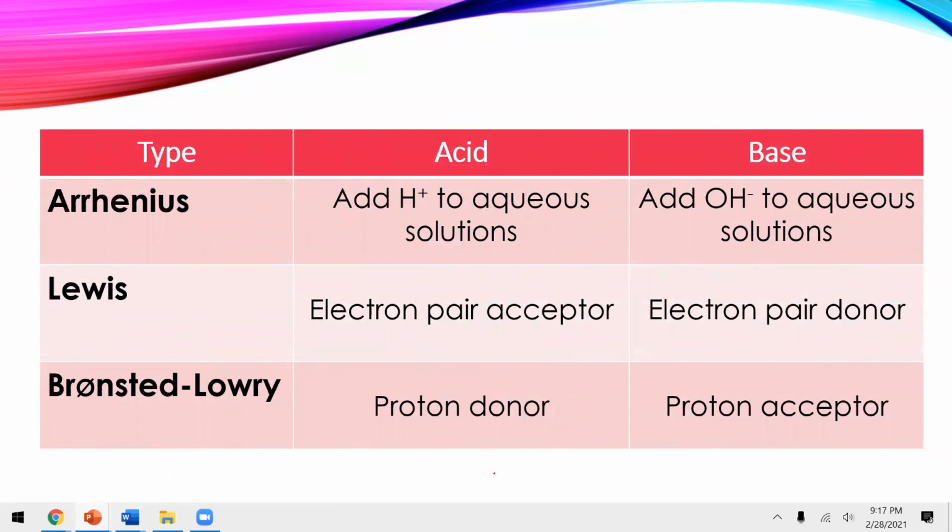So here's just a chart explaining each of these two in kind of one format. Just know the general definition of them. Like I said, Arrhenius is going to involve water, H plus and OH minus, aqueous solutions. Lewis does not involve water. It is for organic chemistry and it's electrons either being donated or accepted. And then Bronsted-Lowry can involve water. It doesn't have to. We say proton donor or acceptor.